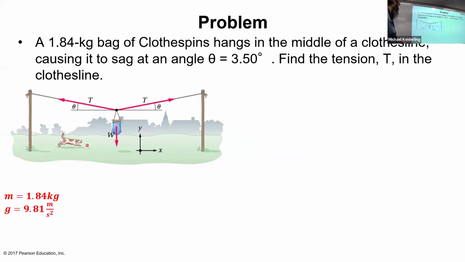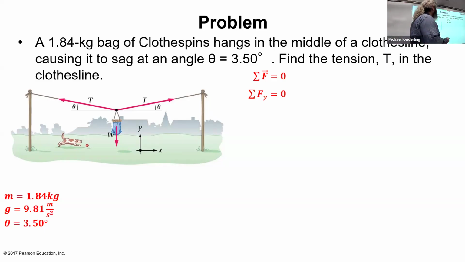1.84 kilograms. G is 9.81 meters per second squared. Theta is 3.5 degrees. So the sum of all the forces is 0. If we look at the x direction, the two tensions cancel each other out horizontally. We get tension cosine theta to the left and tension cosine theta to the right. They cancel out. So we're interested in the y direction.